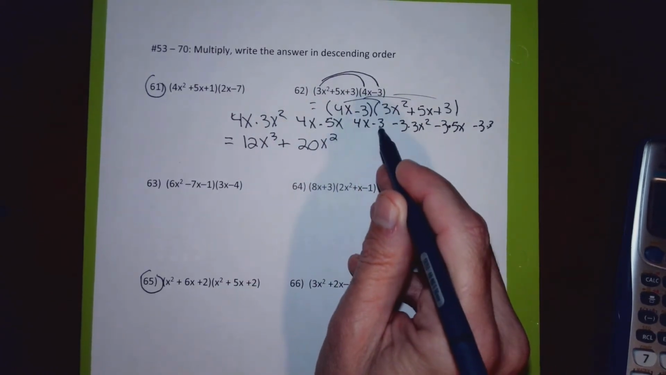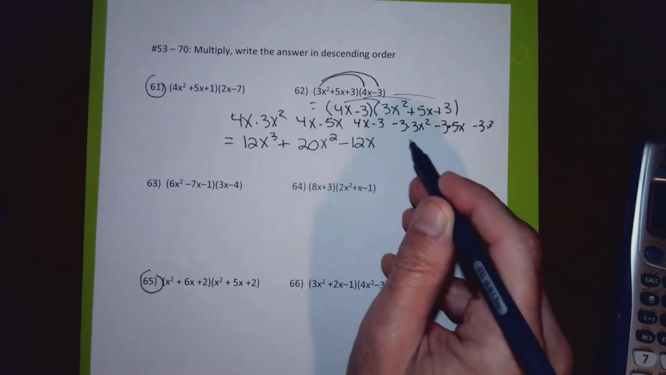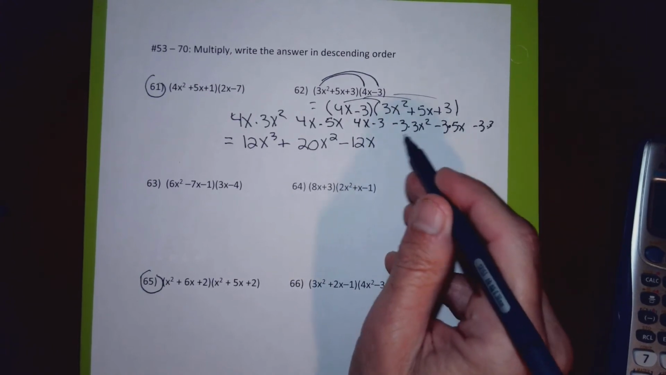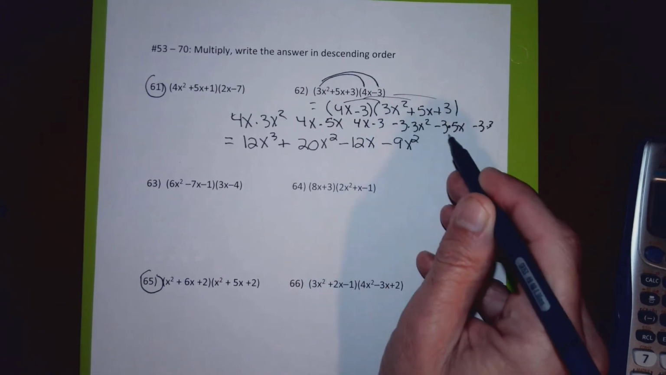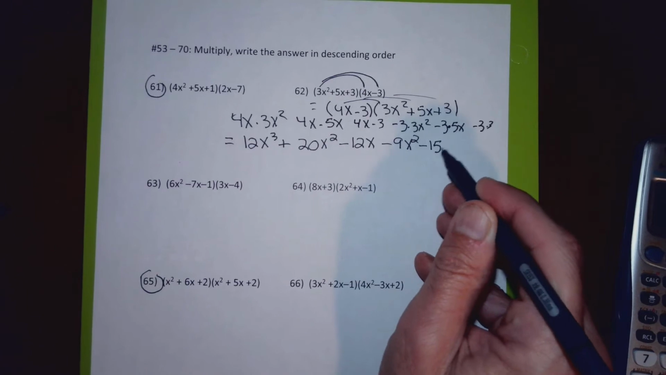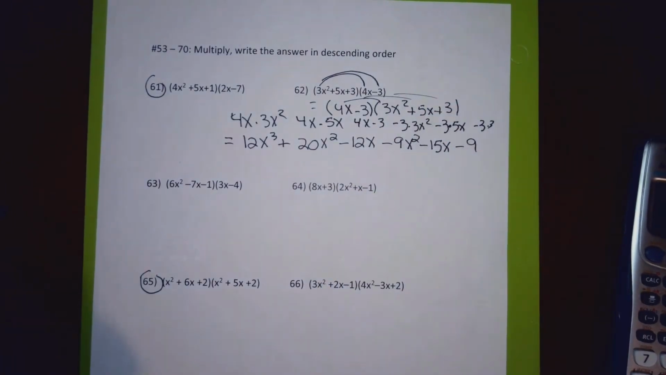Third multiplication, 4 times minus 3 is minus 12. I'll leave the x. Fourth multiplication, minus 3 times minus 3 is minus 9. I'll leave the x squared. Fifth multiplication, minus 3 times 5 is minus 15. I'll leave the x. Last multiplication, minus 3 times minus 3 is minus 9.